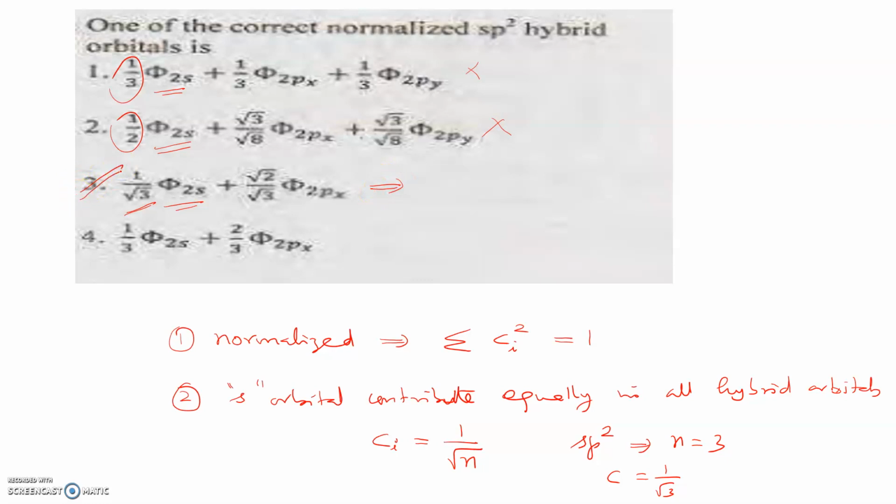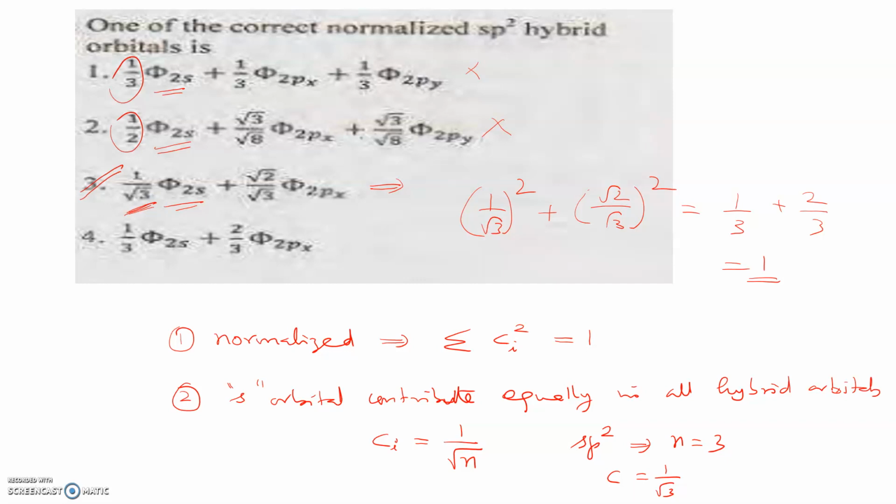So the correct option for this question is 1 by root 3 into phi 2s plus square root of 2 by root 3 into phi 2px. Whether it is normalized or not, how to check? Take the coefficient 1 by root 3 and square it, then take the other coefficient, root 2 by root 3, and square it. Find the value. 1 by root 3 squared gives 1 by 3. Root 2 by root 3 squared gives 2 by 3. So you will get the answer as 1. So this orbital is normalized as well as the s orbital coefficient is 1 by root 3. So the correct option for this question is 3.